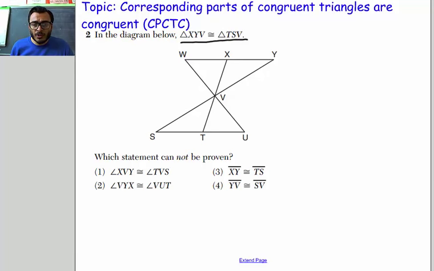So when it says which statement cannot be proven, the statement that cannot be proven is choice 2. All the other choices can be proven because the corresponding parts of congruent triangles are congruent. So choice 2 cannot be proven. It says VYX is congruent to VUT, and there isn't even a letter U in the other triangle. So the answer is choice 2.